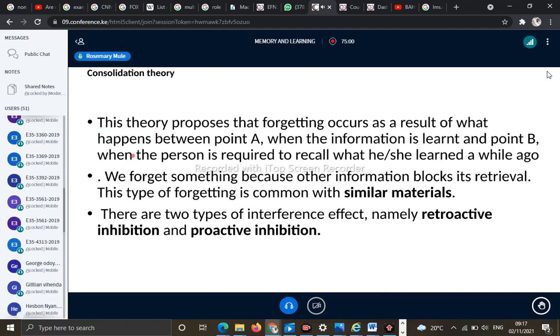So this theory, the consolidation theory, proposes that forgetting occurs as a result of what happens between point A, when the information is learned, and point B, when the person is required to recall what he or she learned a while ago. So then, why do we forget? We forget something because other information blocks its retrieval, and this type of forgetting is common with similar materials.